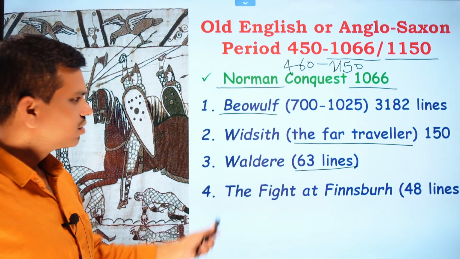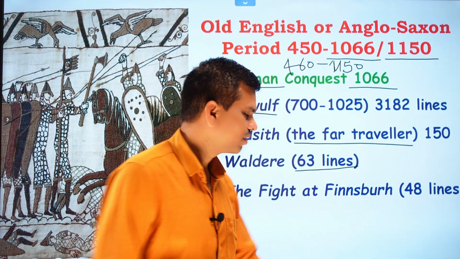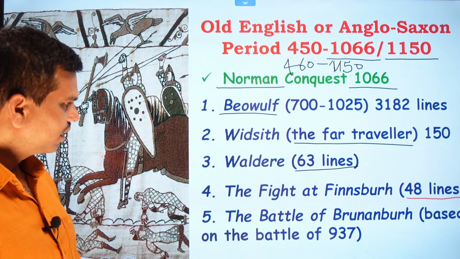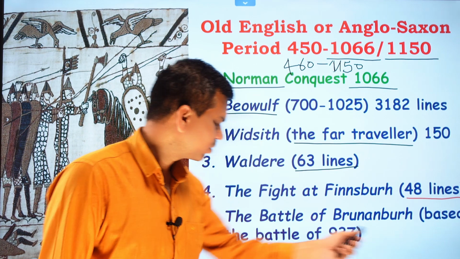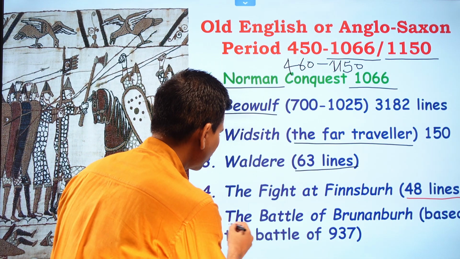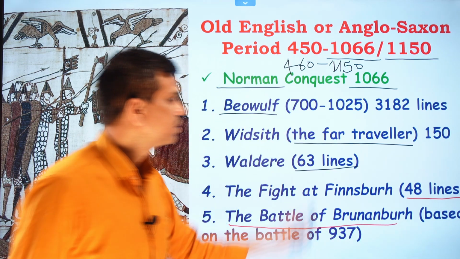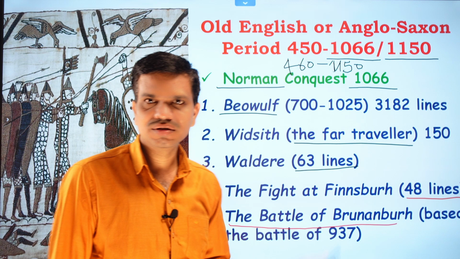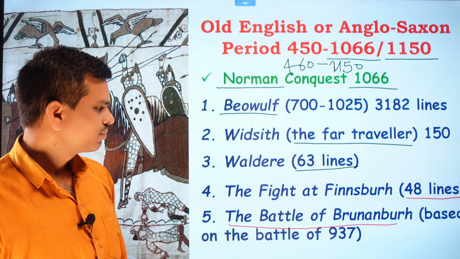Next we have the Fight at Finnsburg. There are 48 lines in the poem. And again we have the Battle of Brunanburh. The battle is based on the Battle of 937. So this is also one of the important poems in the same period. So you can consider 450 to 1066, and there are these poems in the period.